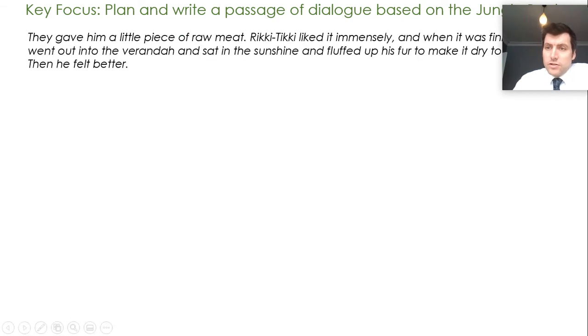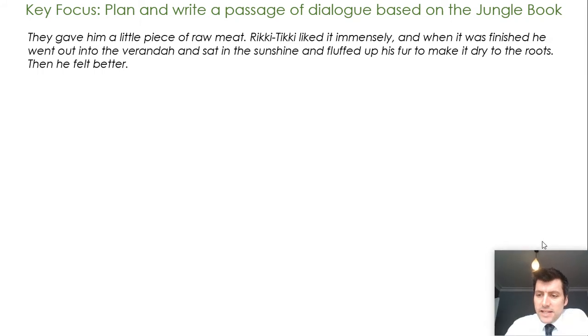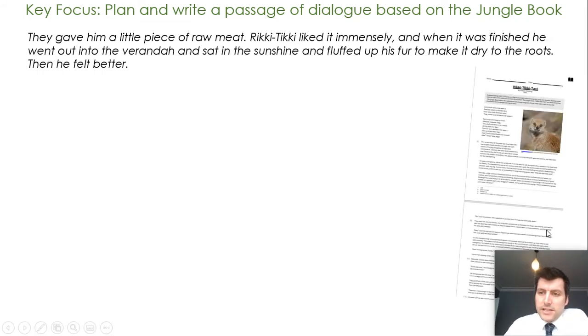Here we've got a piece of the Jungle Book that you read yesterday. So part of the text that you were looking at yesterday. It's a part of Rikki-Tikki-Tavi. You see at the bottom there, it's highlighted. They gave him a little piece of raw meat. Rikki-Tikki liked it immensely, and when it was finished, he went out onto the veranda and sat in the sunshine and fluffed up his fur to make it dry to the roots.